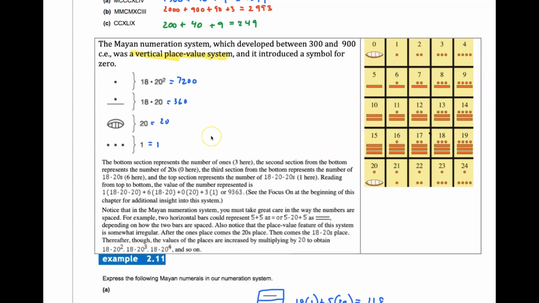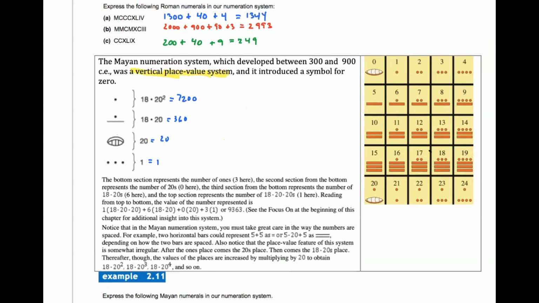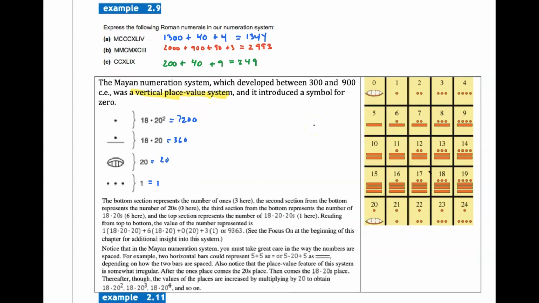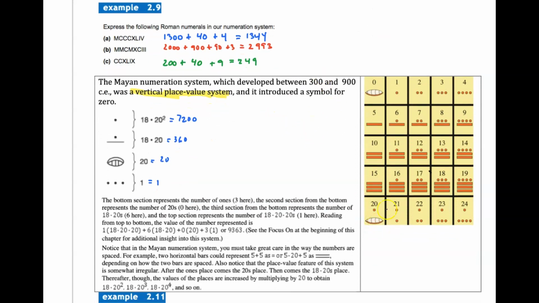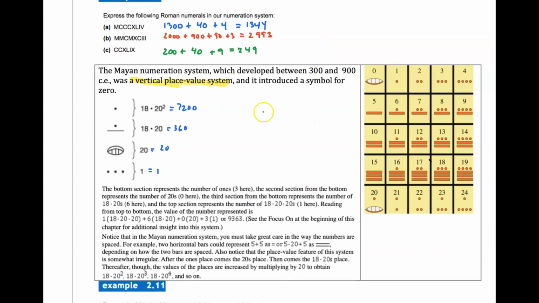And so what we have here is each symbol has some meaning. And in this case here, the little dots represent 1, the lines represent 5. So you want to make a note of that. A dot is 1, a line is 5, and then this little I or 0 symbol represents 0. And so you can see here that we have a Mayan numeral.